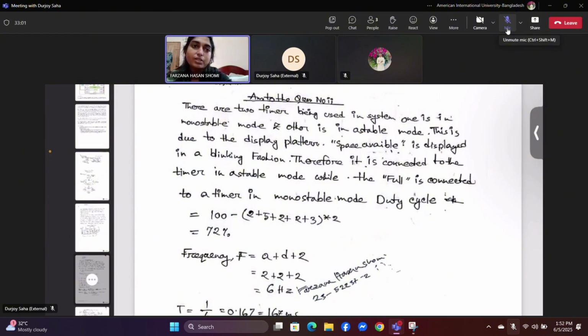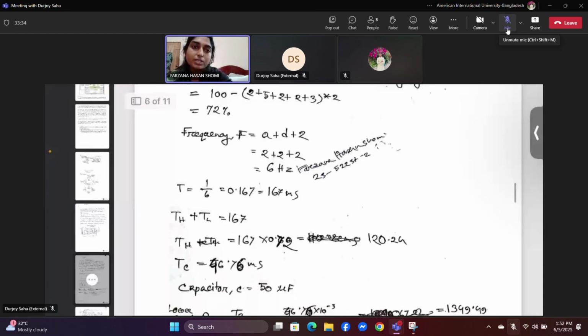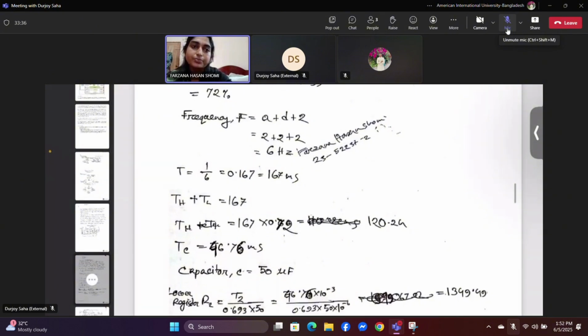This blinking behavior is possible because the astable timer produces a continuous output, which is prepared for the signal space available in a dynamic way. We also calculate the duty cycle of the signal using the given values. We found the duty cycle to be 64 and the frequency to be 6 Hz. This means the signal blinks 6 times per second. This kind of timer logic is commonly used in electronic display systems to alert users in real time, such as in parking systems or digital counters.